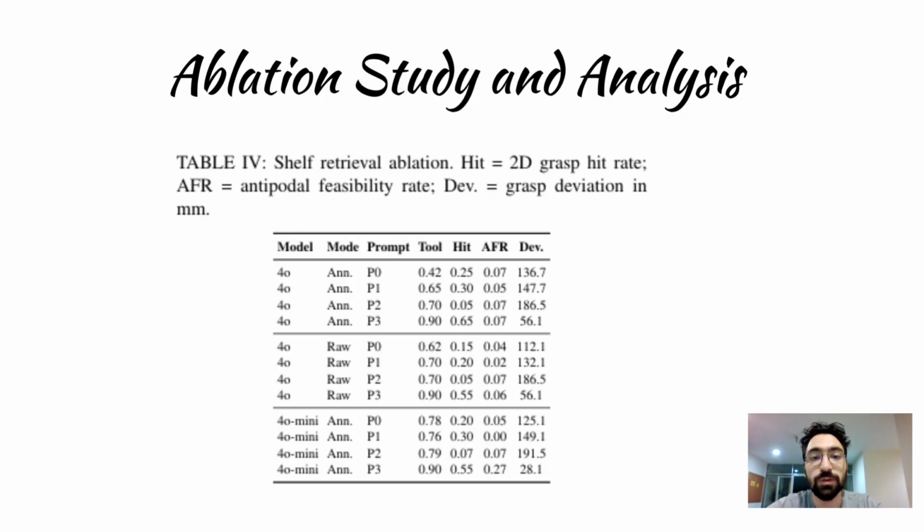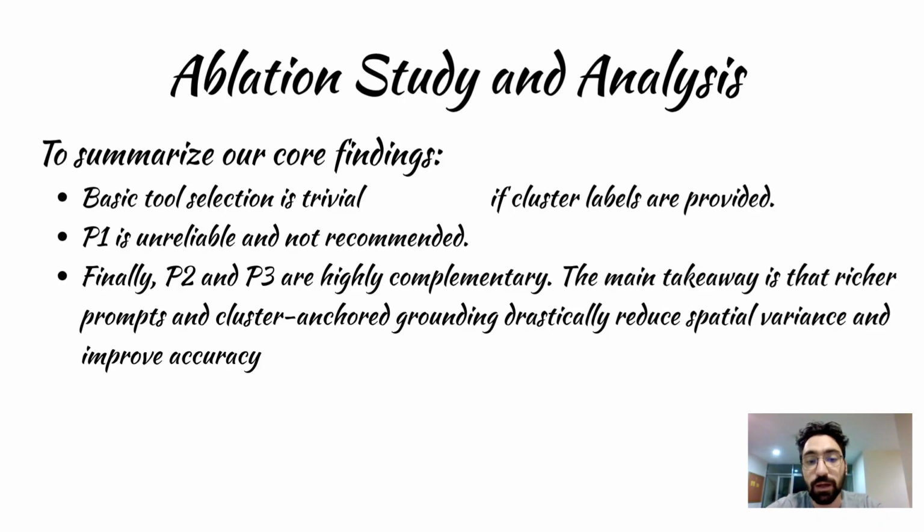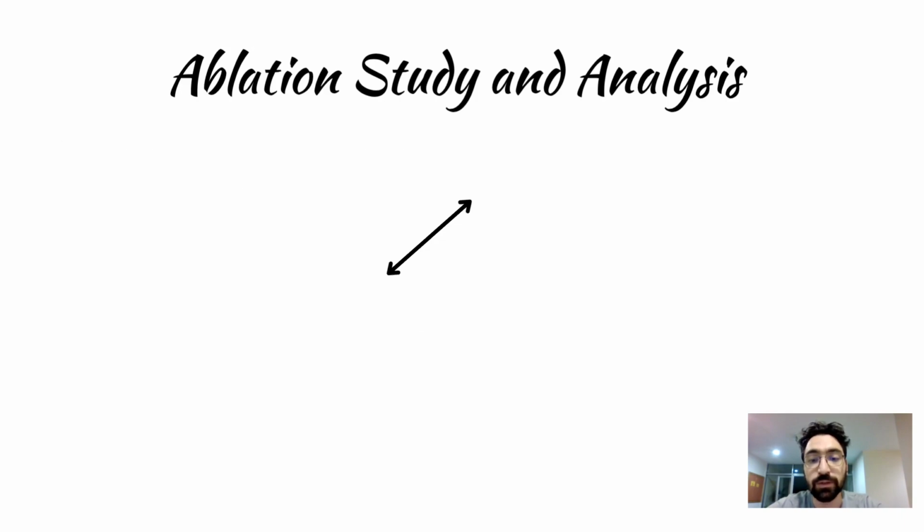33% of the time due to calculation errors. P2 and P3, on the other hand, achieved flawless sub-pixel accuracy. P2 is our recommended prompt here. To summarize our core findings, first, basic tool selection is trivial for the model if cluster labels are provided. Second, P1 is consistently unreliable and never recommended. Finally, P2 and P3 are highly complementary. The main takeaway is that richer prompts and cluster ensured grounding drastically reduce spatial variance and improve accuracy.